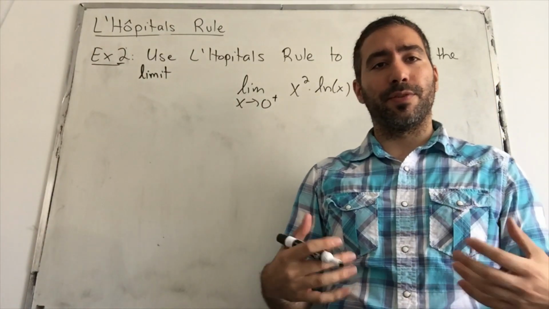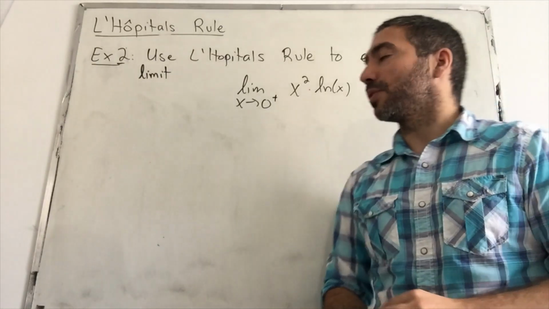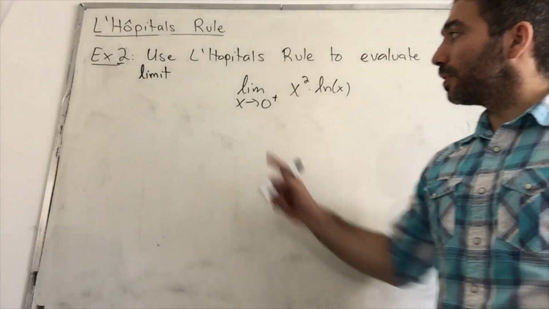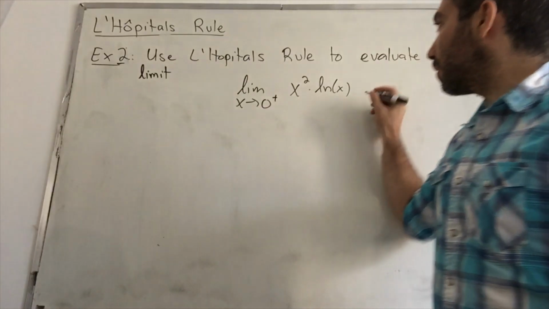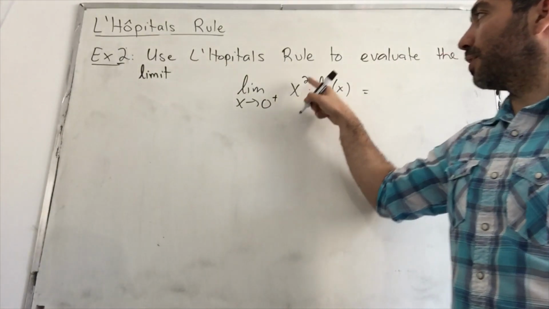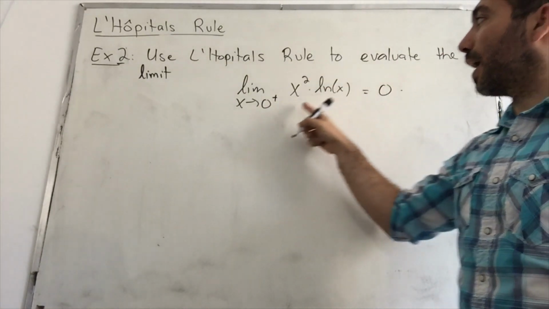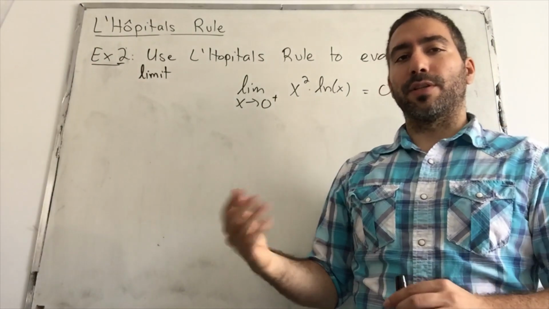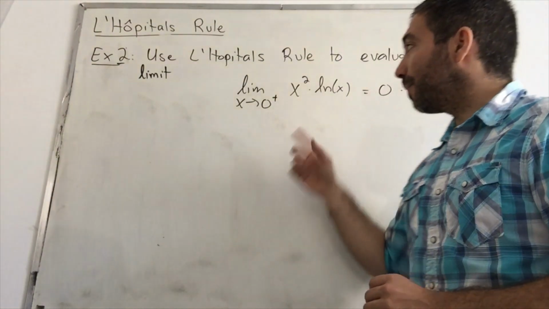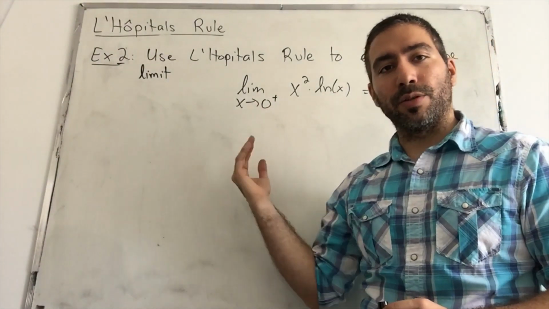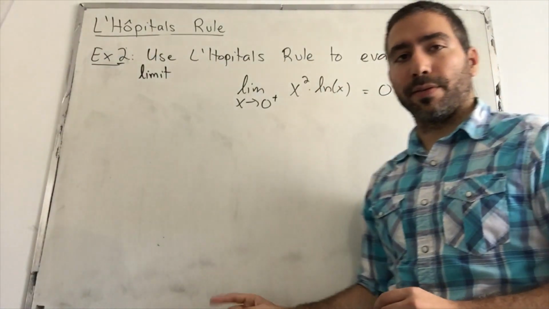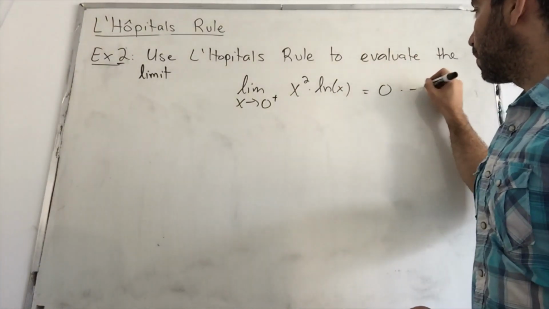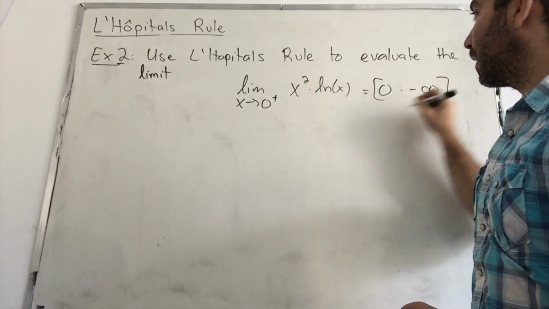So pause the video and see if you could solve it on your own, and compare your answer with mine. So first, let's substitute x with 0 from the positive side. 0 from the positive side squared is still 0 times ln of 0. Remember, ln of 0 doesn't exist, but if we consider a value that's really close to 0 but slightly to the right, logarithms go to negative infinity. Okay, so this is the indeterminate form, 0 times negative infinity.